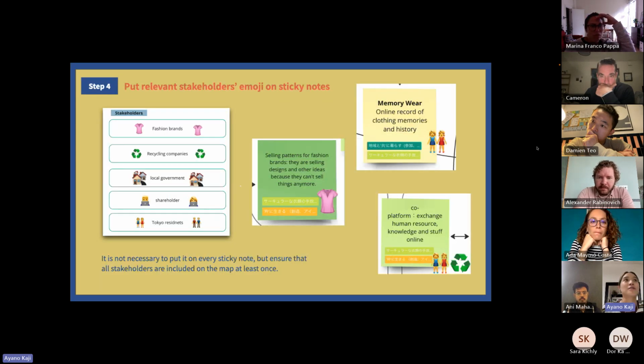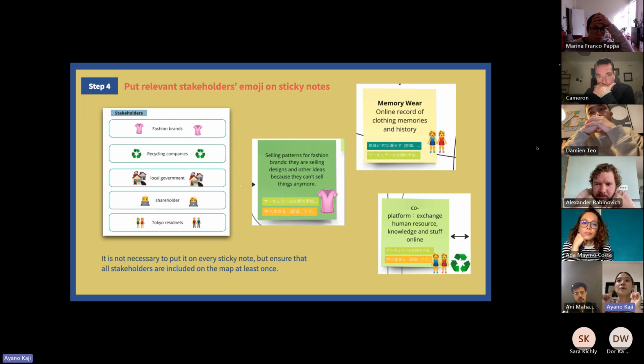Then step 4, put relevant stakeholders' emoji on sticky notes. So for example, this service related to fashion brands, the participant will put a clothes emoji on it. It's not necessarily put on every sticky note, but ensure that all stakeholders are included on the map at least once.